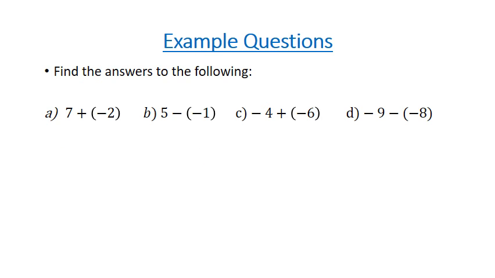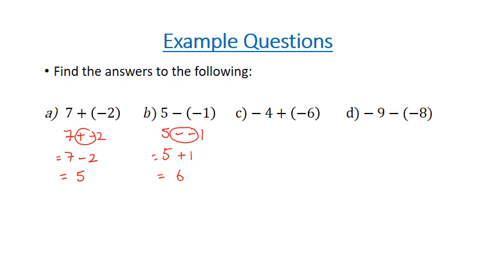So let's have a look at some example questions. In our first example, we have a positive and a negative next to each other. So we've got 7 plus -2. We have a positive and a negative. Therefore, we replace that with a simple negative, and our answer becomes 5. In our second example, we have 5 take away -1. When we have two negatives together, they become a positive. So we rewrite that as 5 plus 1, which becomes 6.